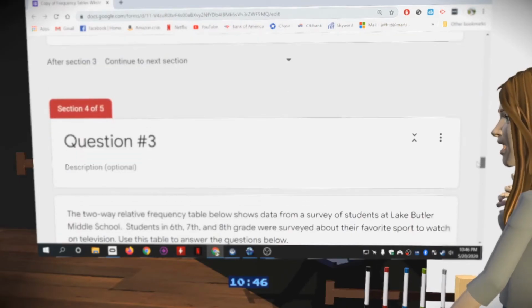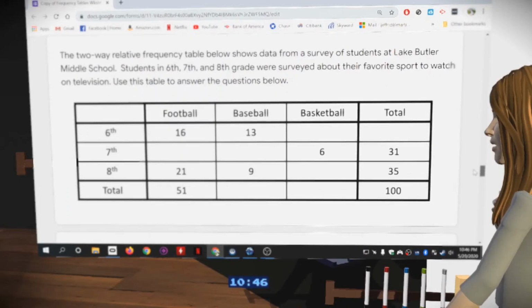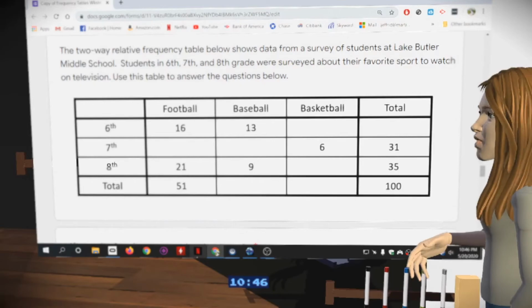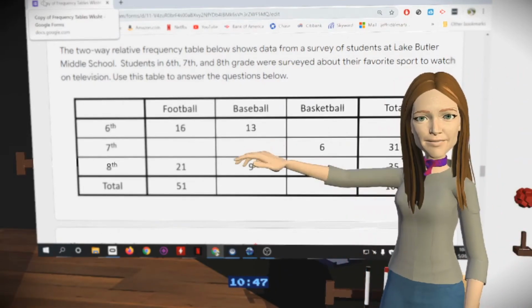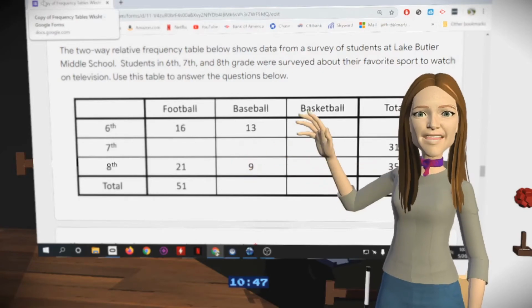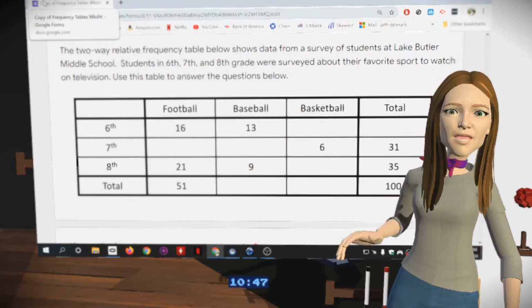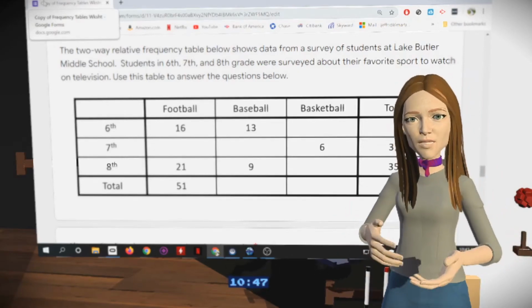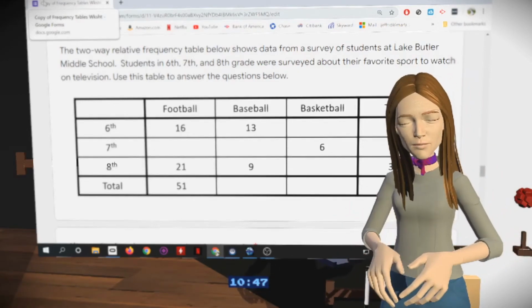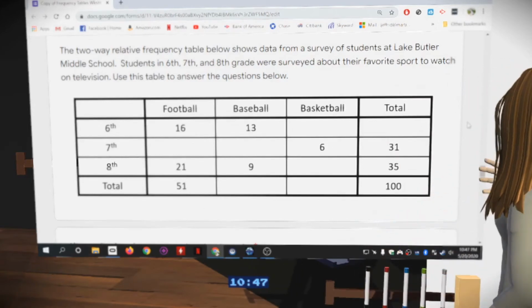Okay, so that's it for me. You're going to do sections 3 and 4 on your own. Section 3 is all about percentages. Please take the number of 7th graders that do play football and then divide it by the total, and you would get the percentage of 7th graders who chose football. Okay, so just follow whatever the question says.